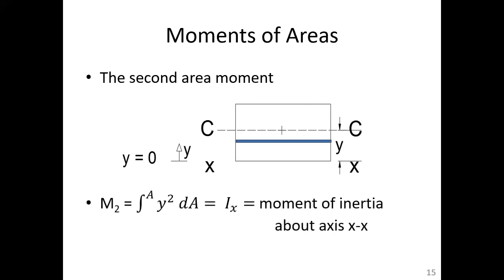Similarly, the second moment of an area, which is known as the moment of inertia, is equal to the integral over the area of y squared dA. If this is the axis that you're taking moments about, the distance to dA is y, and the second moment, or the moment of inertia, of that area about the x-axis is y squared dA integrated over the area. We typically call that Ix, the moment of inertia. I know you've heard of this before, because again, I talked to Dr. Bell.